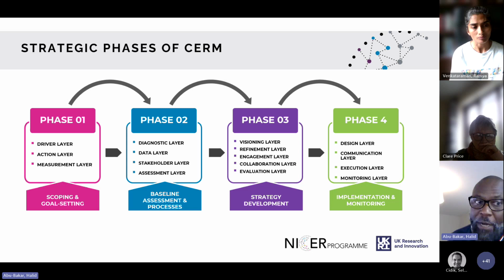So there's phase 1, during which the driver of the roadmap needs to be established. So I call that the driver layer. And then there's the action layer, and then there's the measurement layer. I will explain this further.